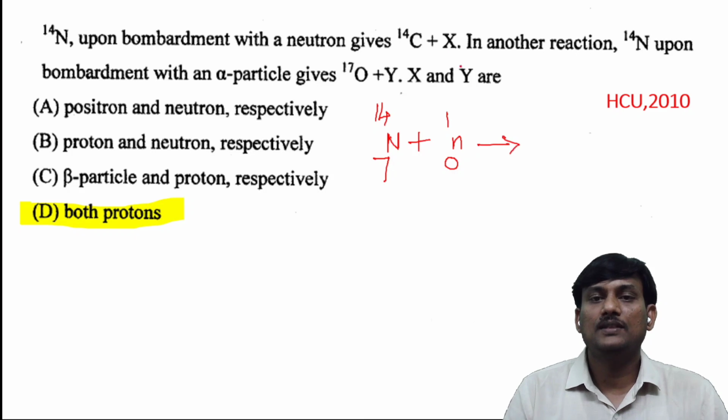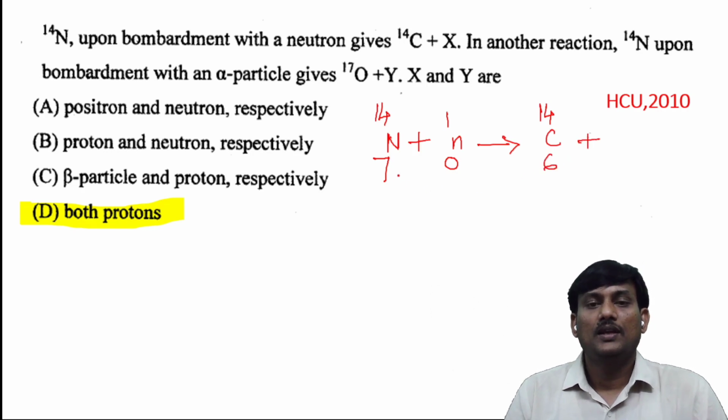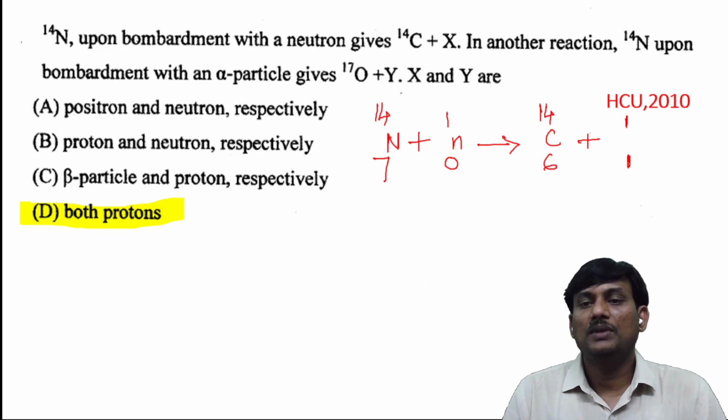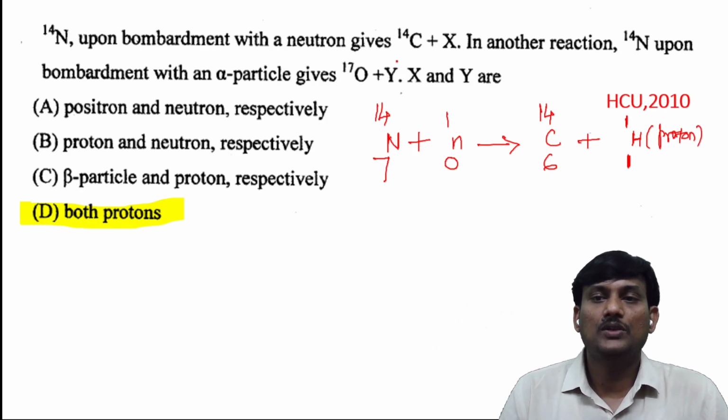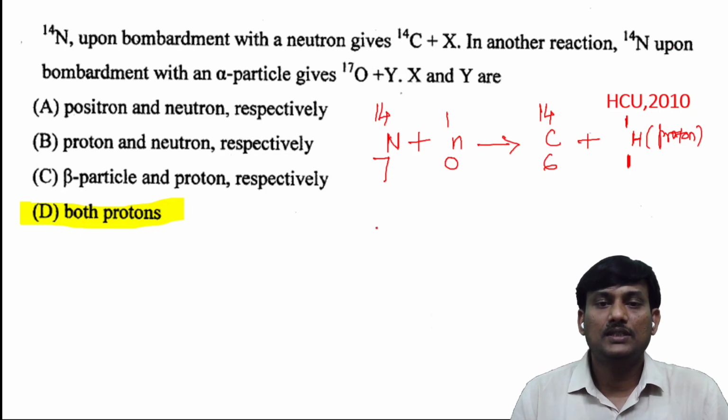So when you balance this equation, there is a formation of C-14 and the atomic number is 6. When you balance this one, you get 7 plus 0, so 7. Here it is 6, so the atomic number will be 1. 14 plus 1 is 15, so the mass will be 1. So atomic number is 1, atomic mass is 1. So the particle is 1H1. This one is a proton. The particle is proton.